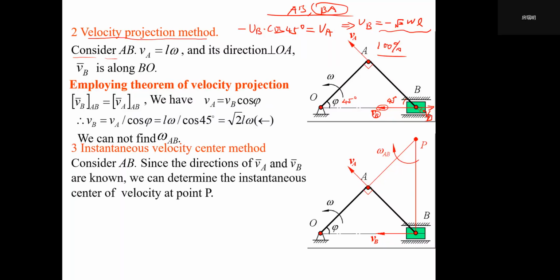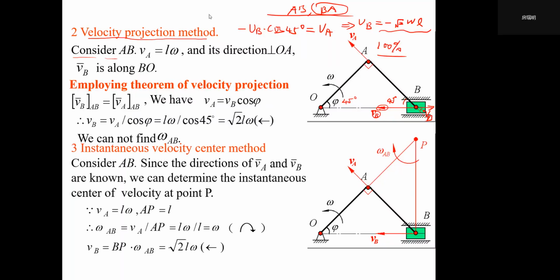And the third method is instantaneous velocity center method. You know, so we consider AB since the direction of VA and VB. Once again, you also can think about VB maybe along this direction. This direction also is horizontal direction. So it will not change the cross point P here, right? So we will find here AB equals L, then PA equals L, PB equals square root 2 L. Then we have the same result.